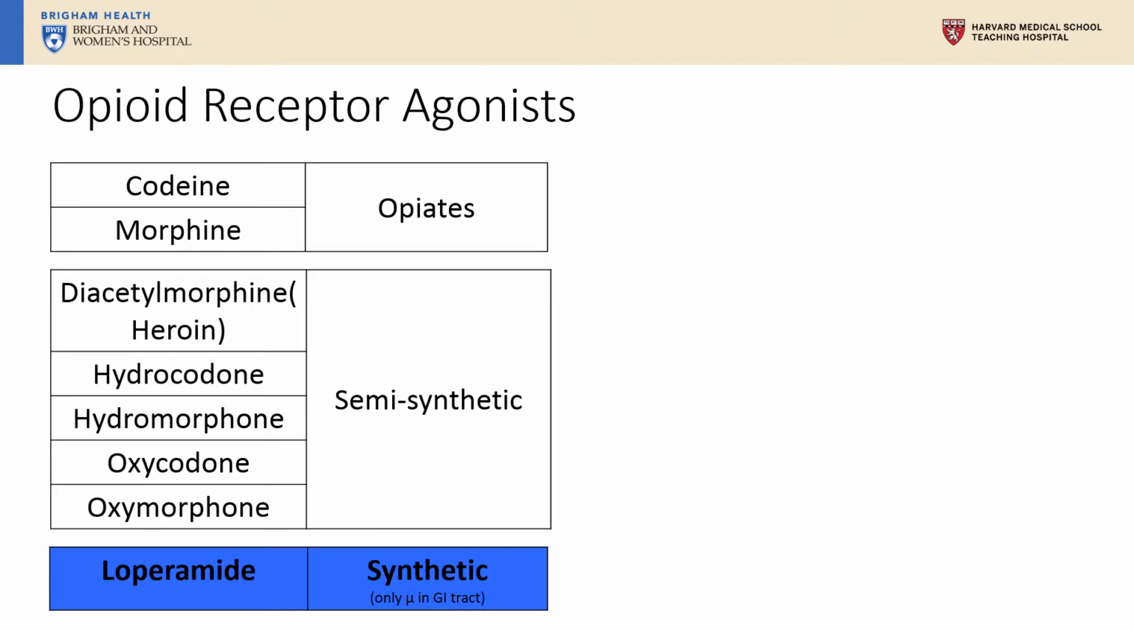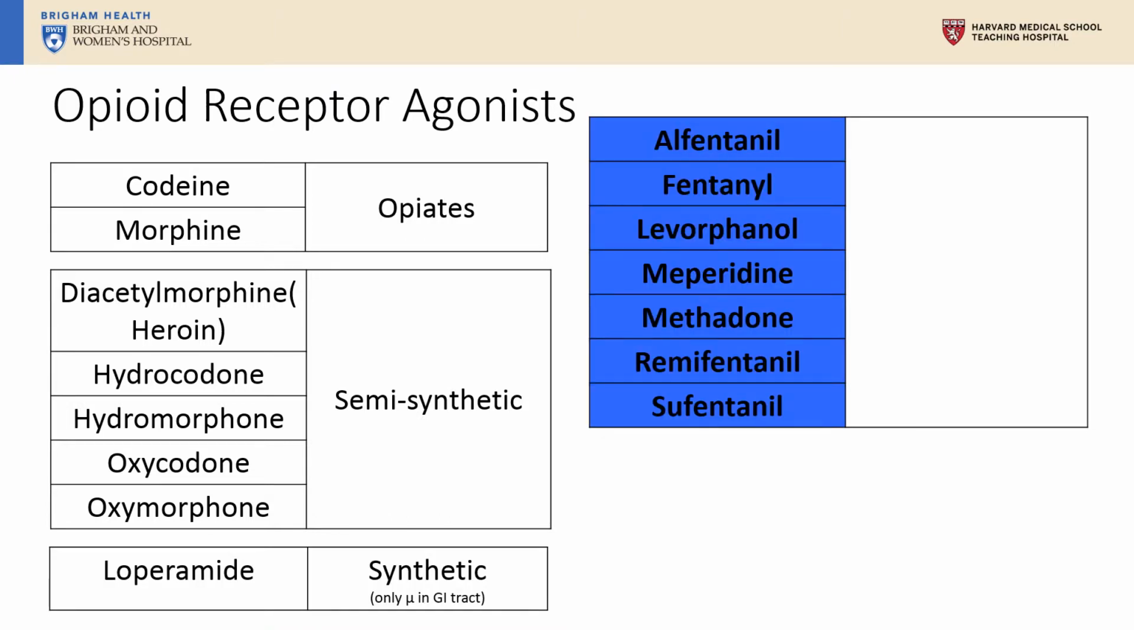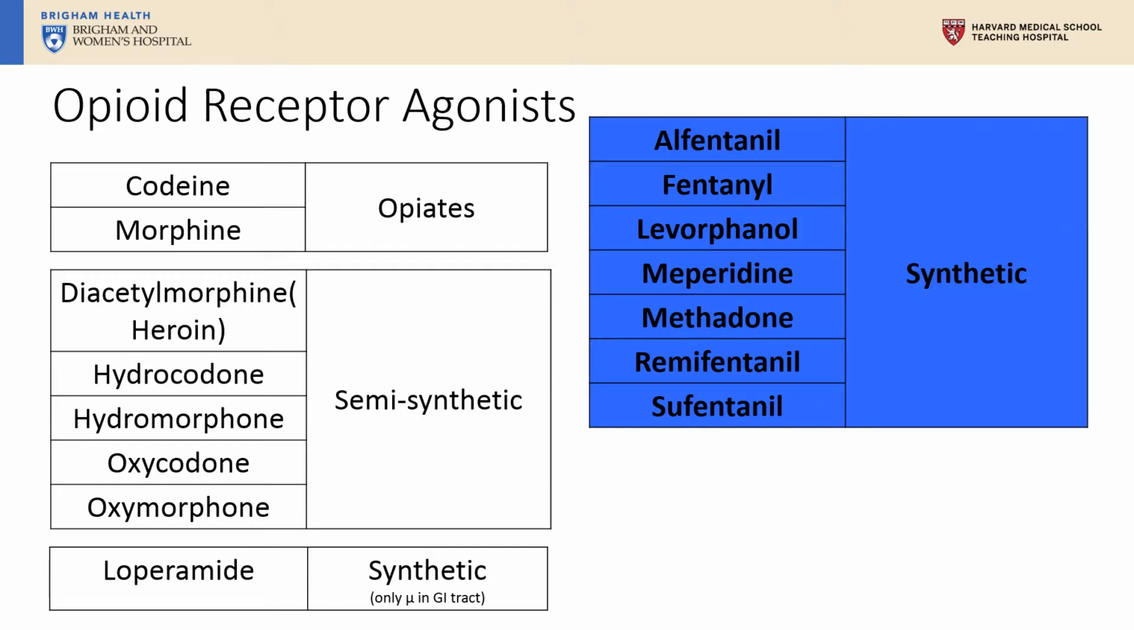Loperamide is completely synthetic and has the unique property of only being active at mu receptors in the GI tract, and thus is used for diarrhea treatment by basically taking advantage of the common opioid side effect of constipation, which will be discussed more in other talks. Alfentanil, fentanyl, levorphanol, meperidine, methadone, remifentanil, and sufentanil are all 100% synthetically derived.